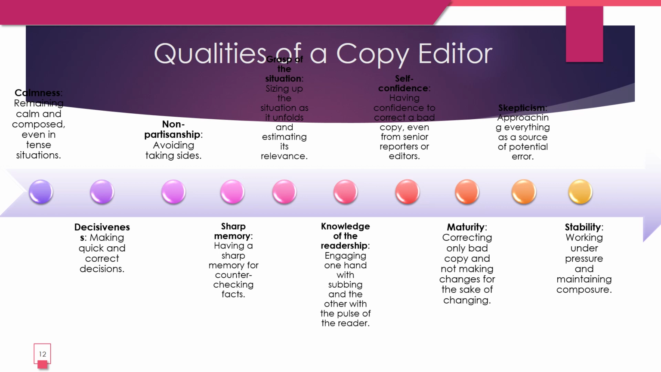He should have knowledge of the readership so that he should know who this article is going out to. He should be self-confident. He should be mature. And he should be skeptical, because he needs to approach every type of information as a source of potential error. Because if he's not skeptical, he would not be able to extract the mistakes or the errors that are in the article. So he should be always skeptical about whatever information or whatever piece of article he has in front of him.